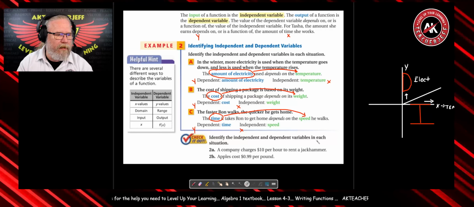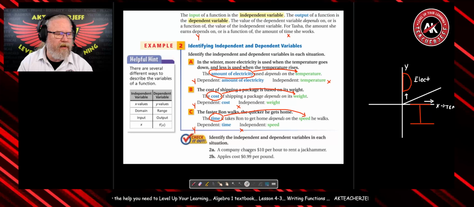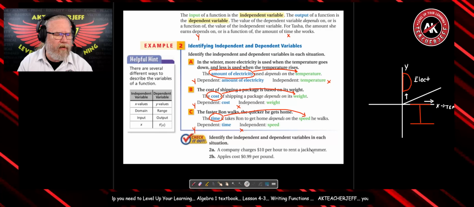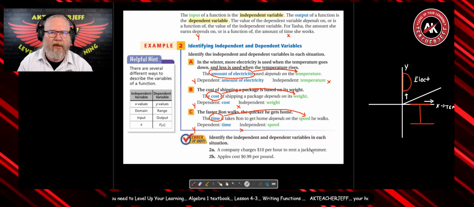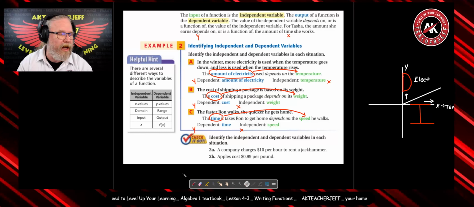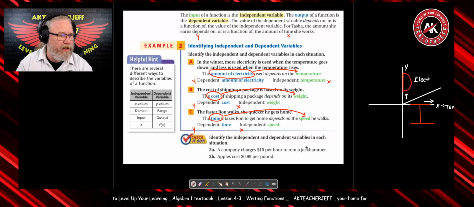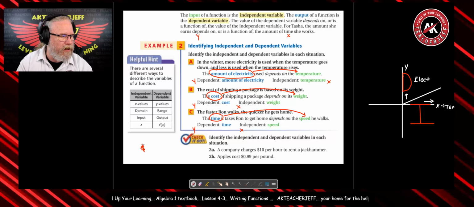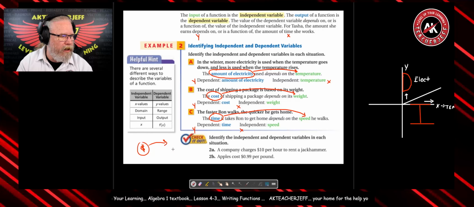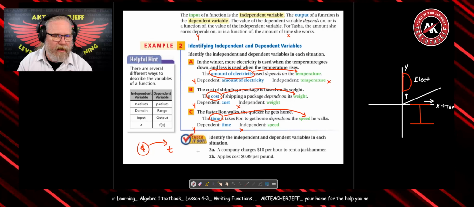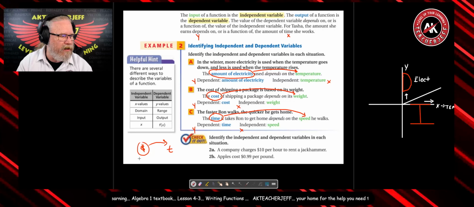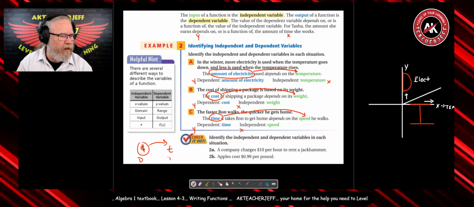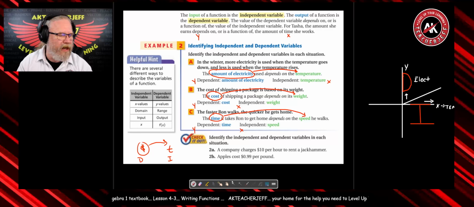Identify the independent and dependent variables in each situation. Let's just do one of them. A company charges $10 per hour to rent a jackhammer. So how much you pay is going to depend upon how much time you rent the jackhammer. So that means that money is going to depend on the amount of time that you have it. So in this case, dollars would be the dependent variable, and the independent variable would be time.